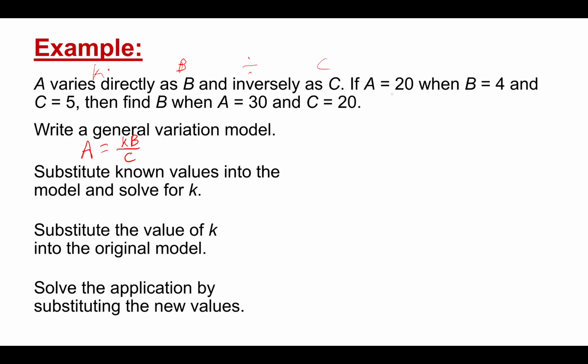If A is 20, so we're going to substitute the values into the model to solve for K. So the values say that A is 20 when B is 4 and C is 5. So I have this exact equation, and I'm going to say A is 20, and that is equal to, I still don't know what K is. K is what I don't know. But I know that B is 4, so I have 4 times K over C is 5.